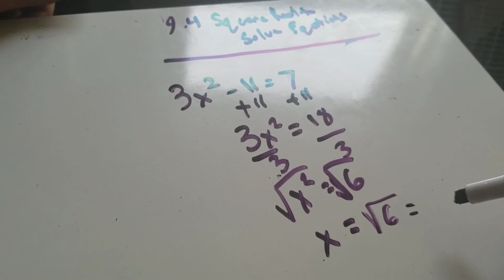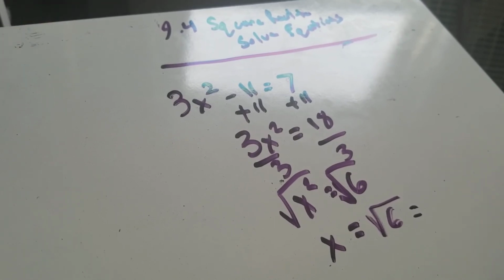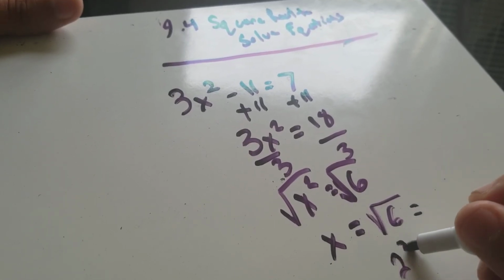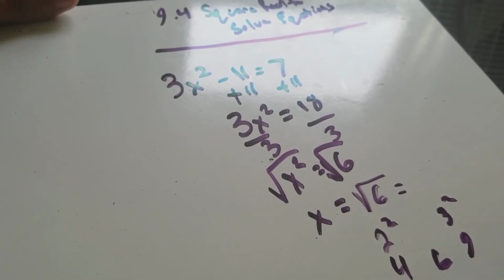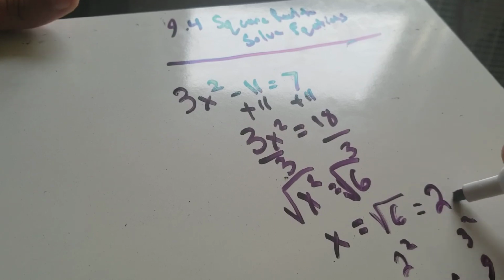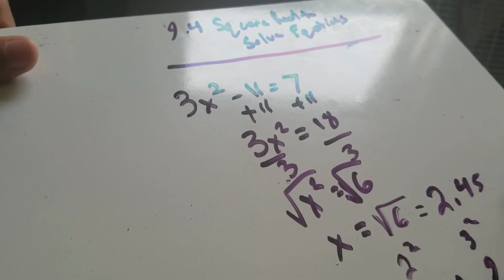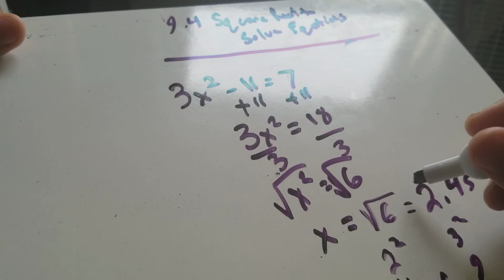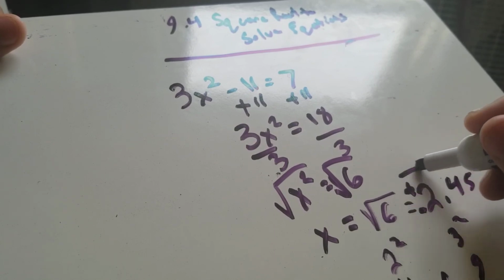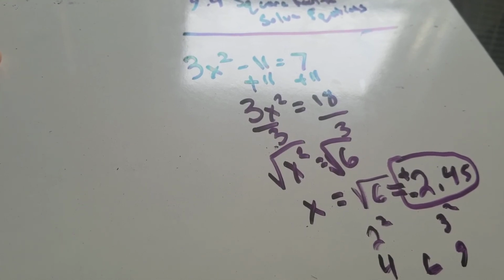You could kind of guess, we know it's going to be between 2 and 3. The reason we know that is because 2 squared is 4, and 3 squared is 9, and 6 is between 4 and 9. So it's going to be 2.45. Now look at this carefully. Did I forget anything? The one thing you have to pay attention to is I forgot the plus or minus, okay? So your answer should be plus or minus 2.45.